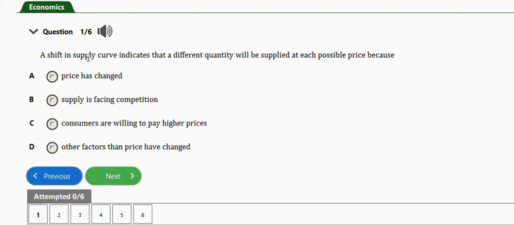The first question I have here says: a shift in supply curve indicates that a different quantity will be supplied at each possible price because price has changed, supply is facing competition, consumers are willing to pay higher prices, or other factors than price have changed. So the right answer is option D: other factors than price have changed. Very important. Next question is this one.